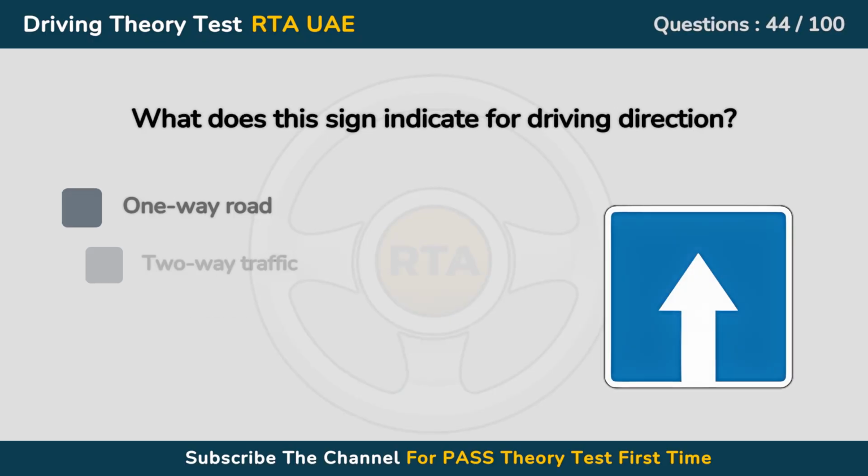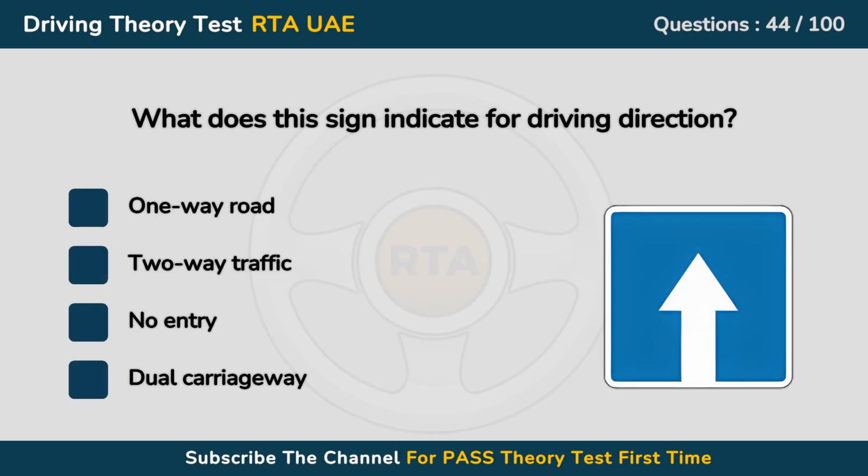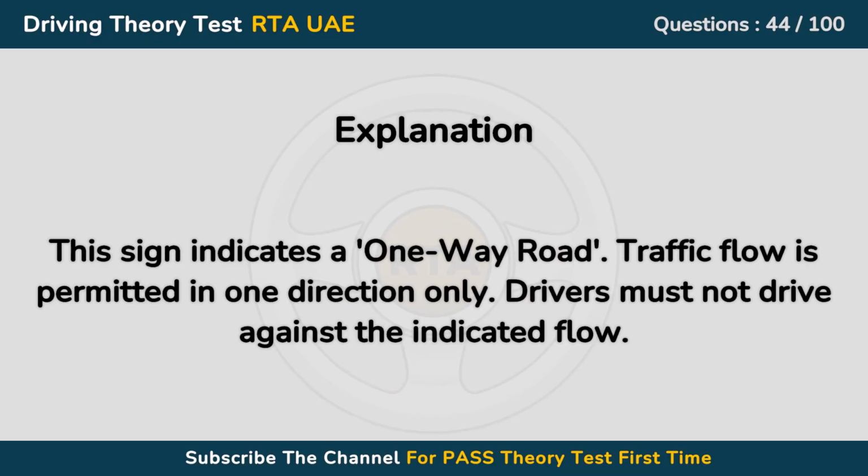Question 44. What does this sign indicate for driving direction? A. One-way road. B. Two-way traffic. C. No entry. D. Dual carriageway. Answers is A, one-way road. This sign indicates a one-way road. Traffic flow is permitted in one direction only. Drivers must not drive against the flow.